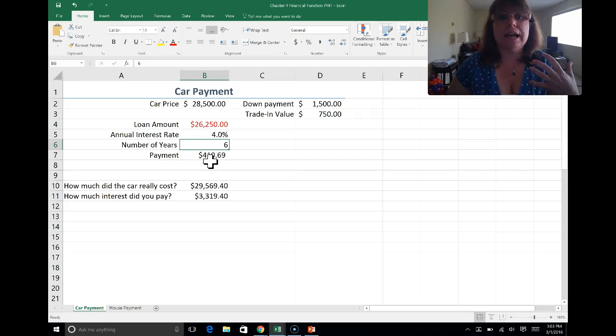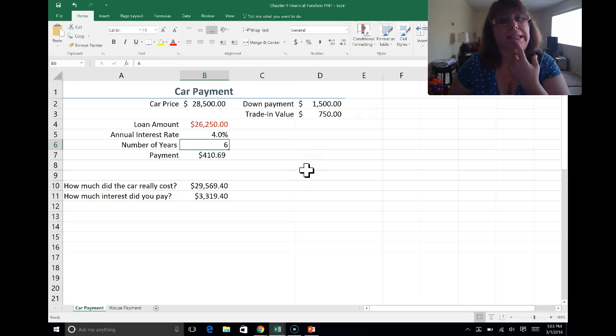Let's say I really want my payment to be about $400. Maybe that's my budget, $400. And if all the rest of it remains the same, how much of a car could I afford? If I manipulate this car price, how much can I get my payment down to? Now, that Excel can do.